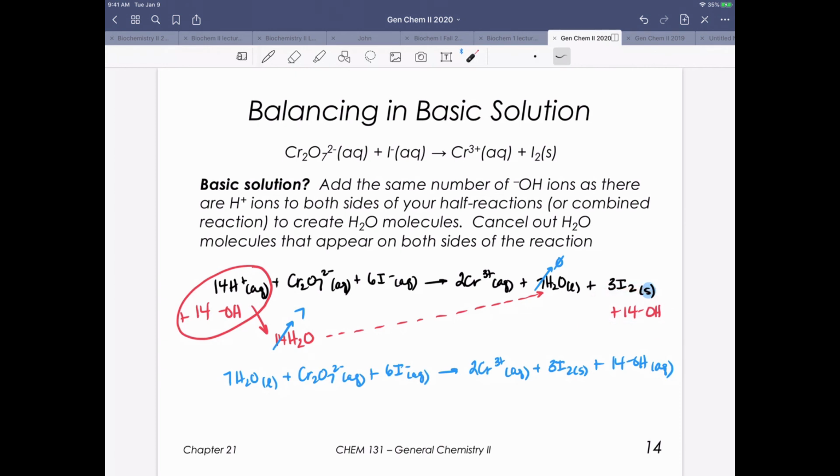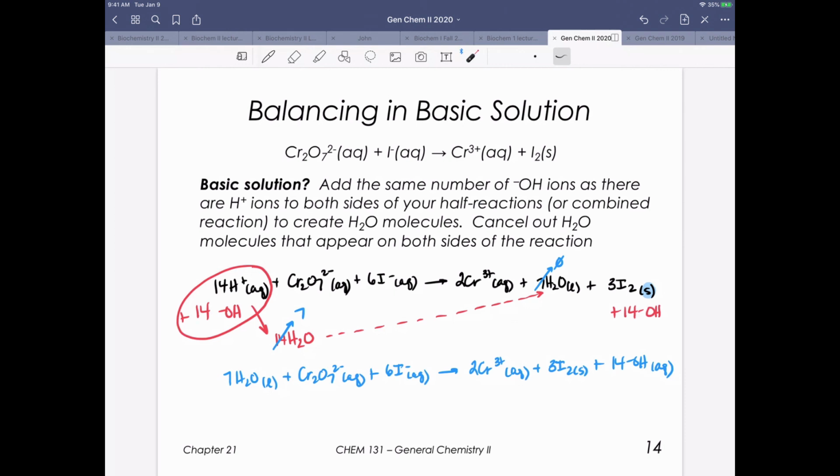Okay, so now let's see what happens here. When I have 14 H pluses and 14 OH minuses, does that make sense to everybody that that generates 14 waters? Well, I have to remember that I had 7 waters on my right. So 14 on my left, 7 on my right is a net of 7 on my left. So after all the dust settles from that, I'm going to have a net of 7 waters on my left. And then these 14 hydroxides, those stick around. So 14 hydroxides on the right.